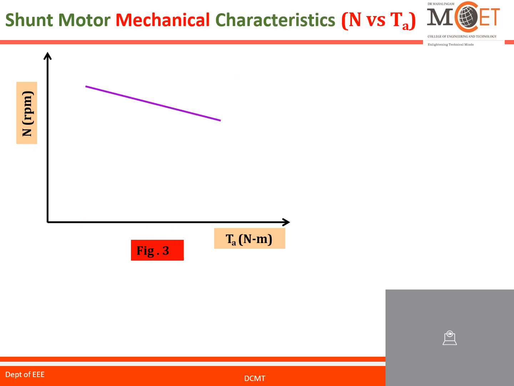The next one is shunt motor mechanical characteristics. See that this plot is between armature torque and speed. When Ta increases, you have a slight decrease in speed. This confirms excellent speed regulation. That's why we can prefer shunt motors in industries.